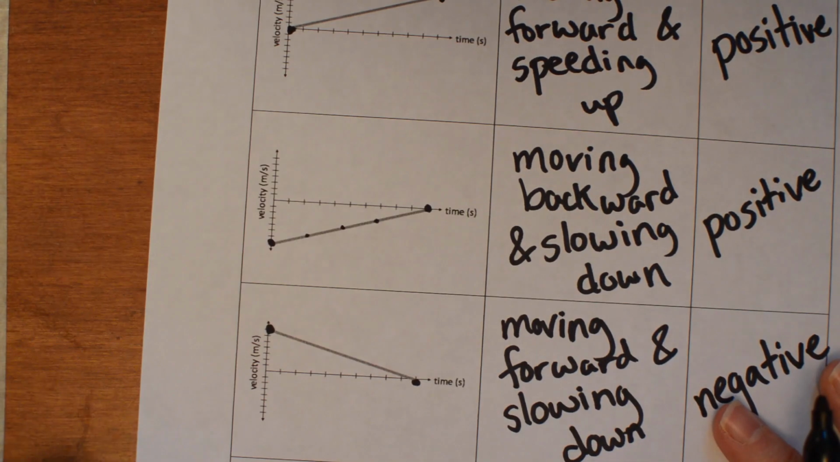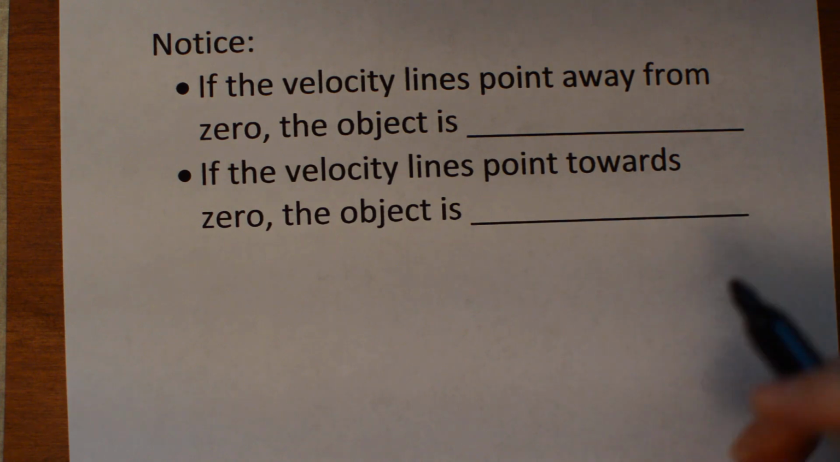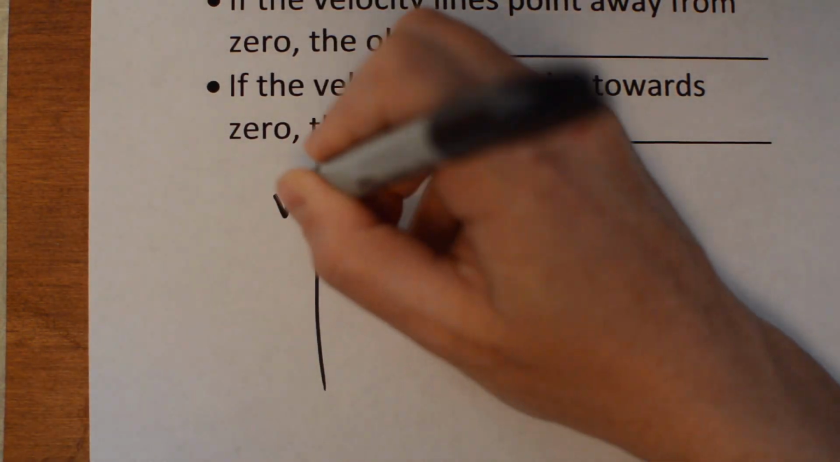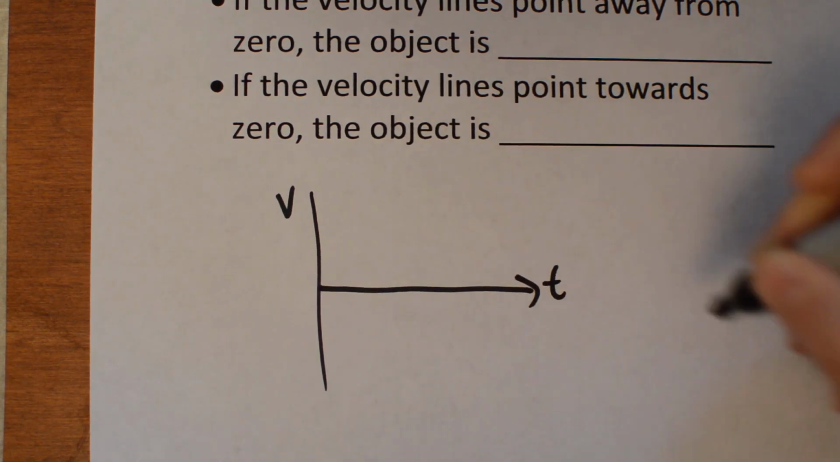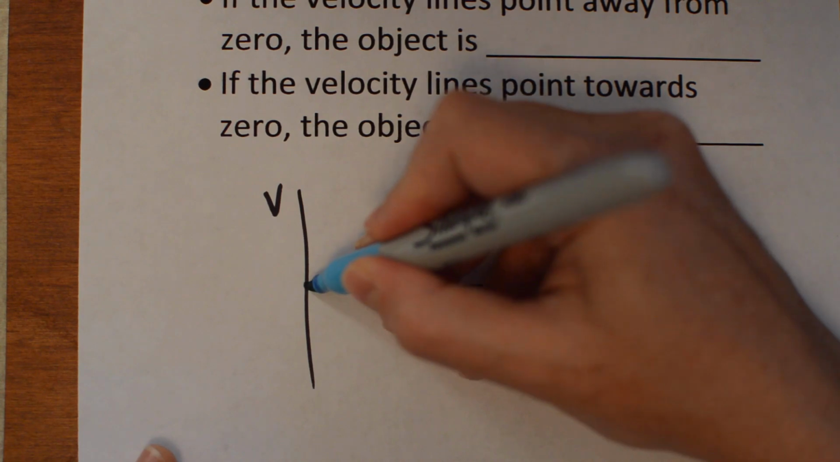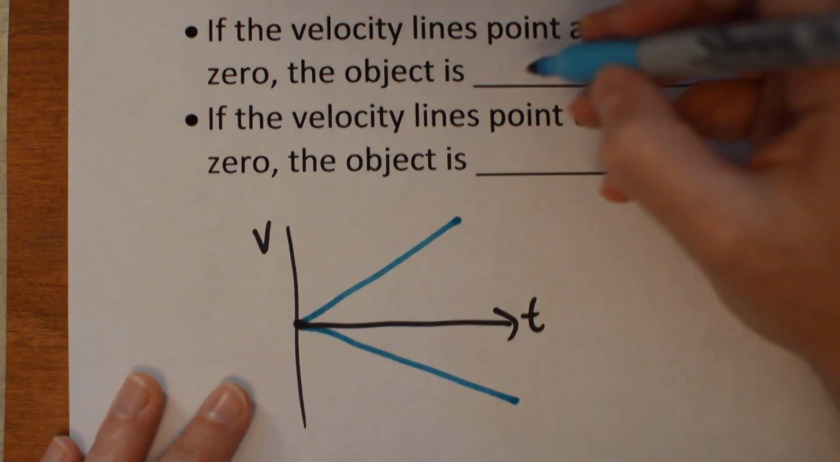So just to help you keep track of those different scenarios where you have a sloped line on your VT graph, if you're dealing with a velocity time graph where the line is pointing away from 0, so here's V, here's T, so that's either this case or this case, right? The lines are pointing away from 0, then that object is speeding up.